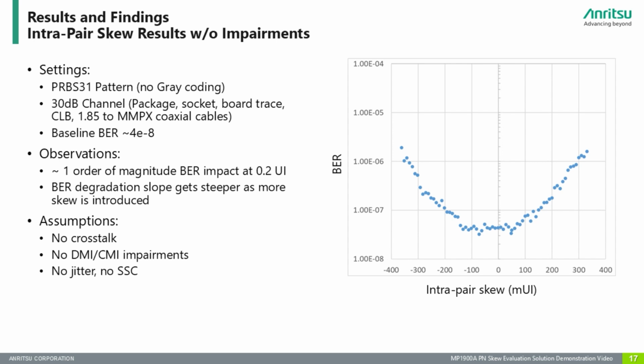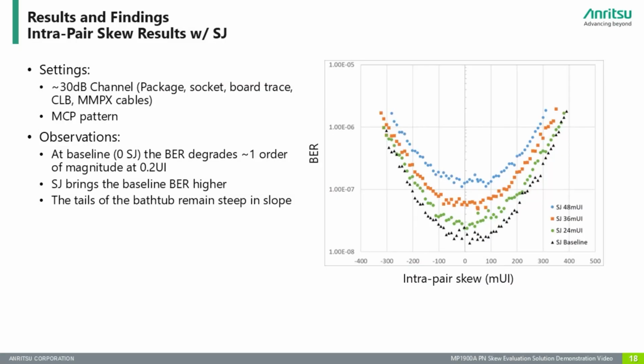An increase of 200 milli-UI in intra-pair skew translates to about 1 order of magnitude impact in the BER measurement. This degradation slope gets steeper as more skew is introduced. With SJ injection and PCIe Gen 6 modified compliance pattern, the results are shown in this figure. Adding SJ pulls the baseline BER higher. The tails of the bathtub remain steep in slope.